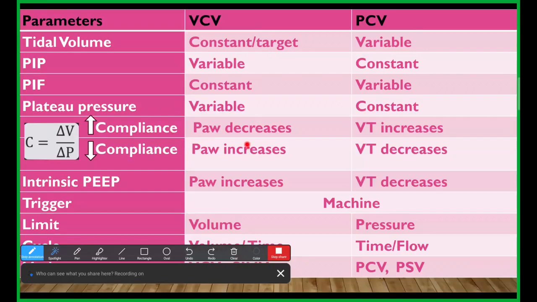In pressure control ventilation, your pressure is kept constant. So the tidal volume is directly proportional to the compliance. Tidal volume increases with the compliance, and the tidal volume decreases when there is a decrease in the compliance.